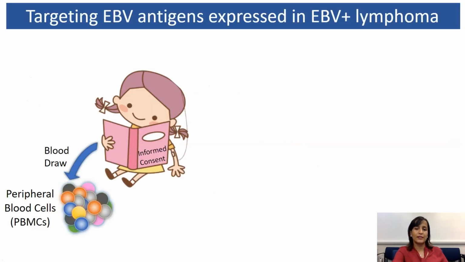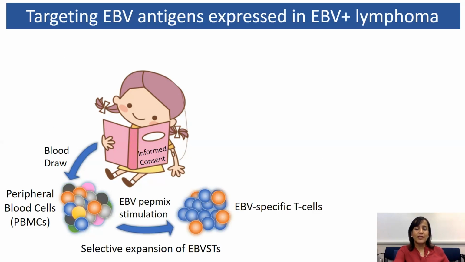And how we do so is basically just in a graphical representation. You draw the blood from the patient, then you harvest or isolate these peripheral blood mononuclear cells, as we call them, PBMCs. These PBMCs are then stimulated with EBV pep mix, which are really overlapping peptide libraries of the 4 EBV target antigens that I mentioned earlier, which then results in selective expansion of the T cells that are responding to that EBV antigen stimulation.